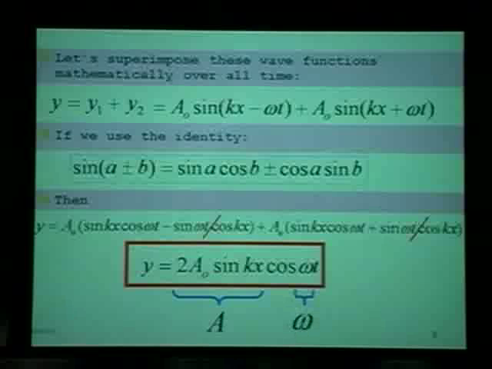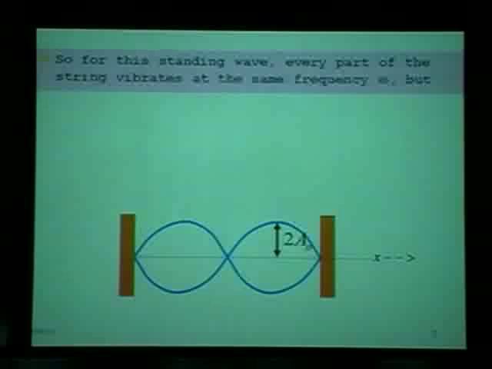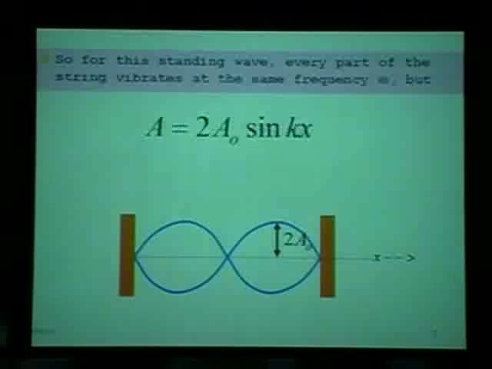So we have what is called a standing wave. The amplitude of the standing wave depends on its location x along the string. Everything is moving with the same frequency omega, but the amplitude equals 2a naught sine kx. The position x along the string determines what your amplitude is.